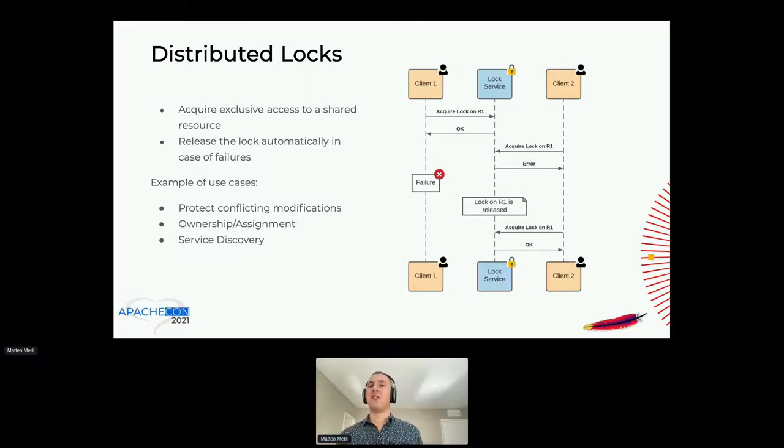Distributed locks work in a similar way, but there are some additional aspects. First of all, a process can crash, and we have to make sure that these locks are automatically released in case of failure. But in the same way, you use these distributed locks when you want to have exclusive access to some shared resource. In this case, you don't have just a mutex class, you have a lock service. The client will use some client library to connect to the lock service, and it will ask to acquire a lock on resource one. And the lock service will say, okay, this is free.